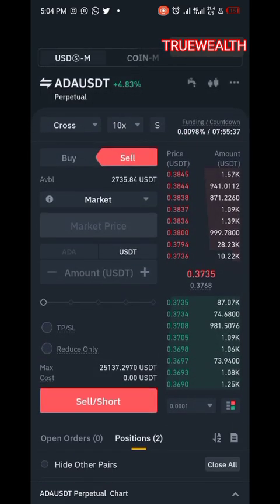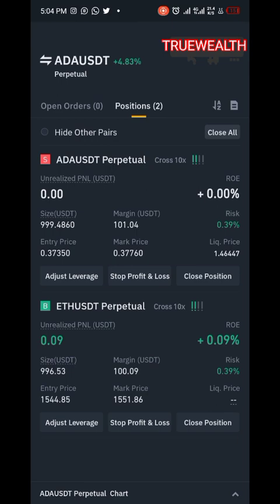So this is the trade. And it's running. And the risk is the same thing, and then the liquidation is so far. So, and everything will surely end in profit.